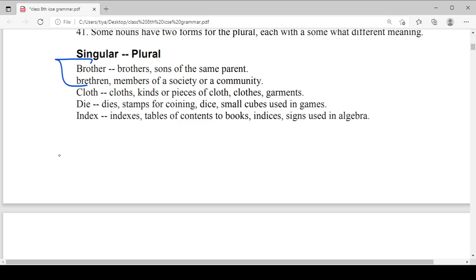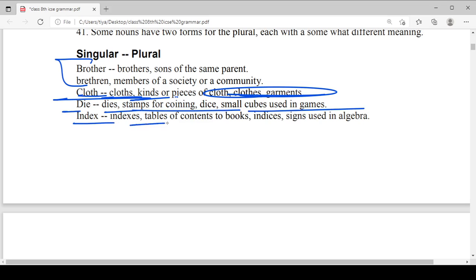Okay. Cloth is just a piece of cloth. Cloths, kinds of pieces of cloth. Clothes are the garments. Okay. It is the basic understanding, because many kinds of spotting error questions can be framed from this kind of thing. Okay. Dice stands for coining dice, small cubes used in games. Indexes, table of contents of books. Indices, signs used in algebra. So we have many kinds of examples, you just need to learn again and again, and you will easily get my point, what I'm trying to say.